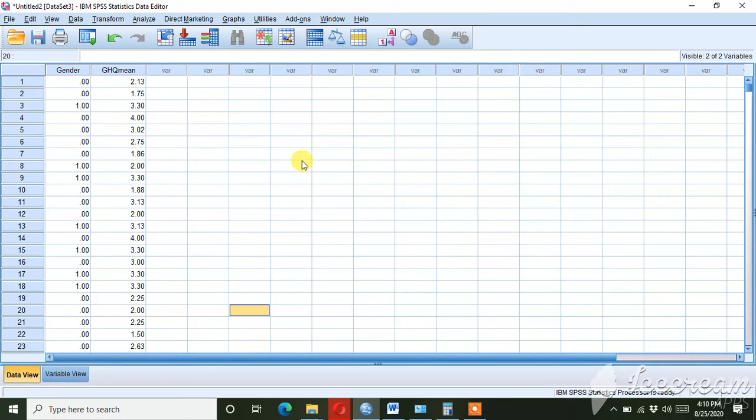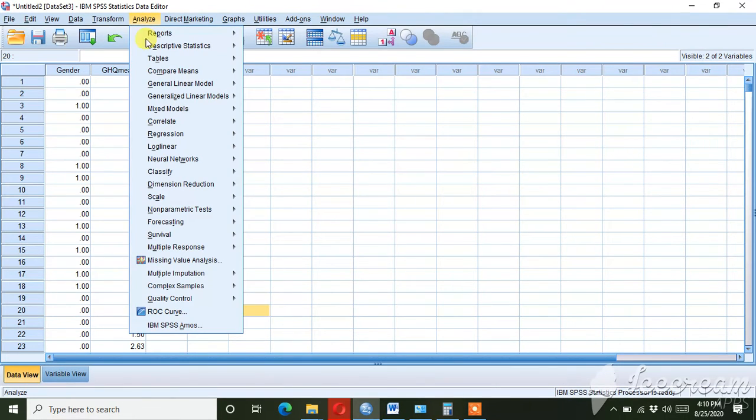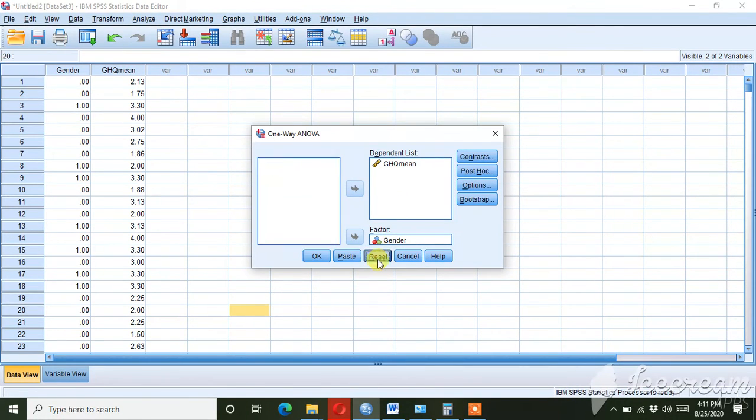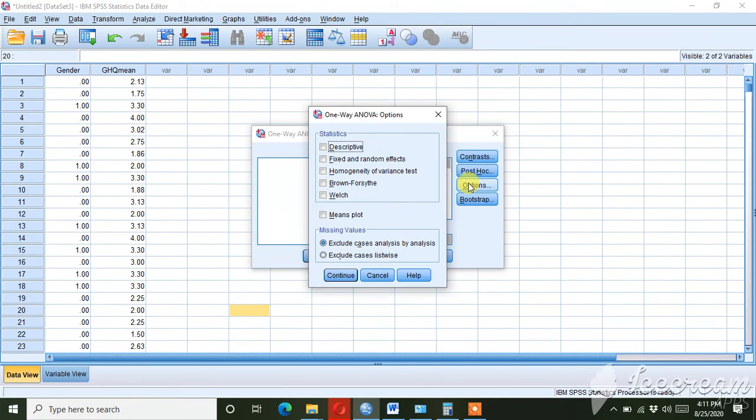So in order to calculate the ANOVA, I click on Analyze, and then I go to Compare Means, and then I click on the one-way ANOVA. So here you can see the gender and the GHQ mean scores. The gender is entered into the factor while the GHQ mean score is entered into the dependent list. Then I click on the option, and I click on the descriptive, and I click on the homogeneity test.